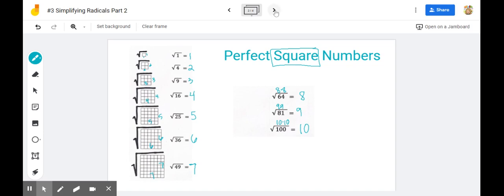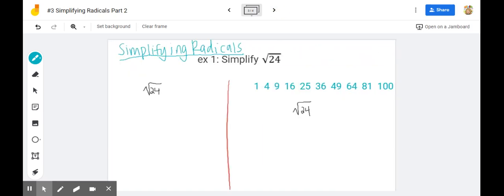So we're going to give you 2 examples here to explain this in 2 different methods. You guys get to pick which method speaks to you, makes sense to you. So here's that first example on simplifying radicals. The first method is going to be on the left, and the second method will be on the right.